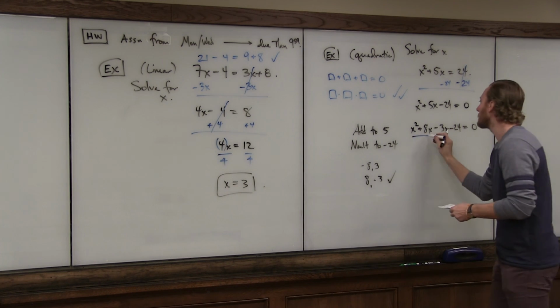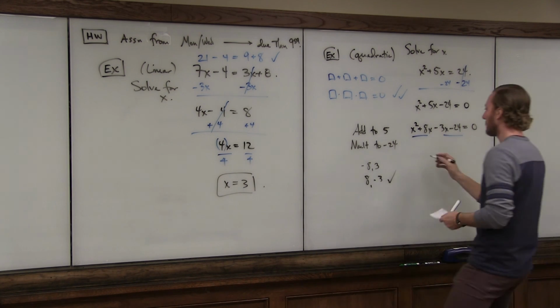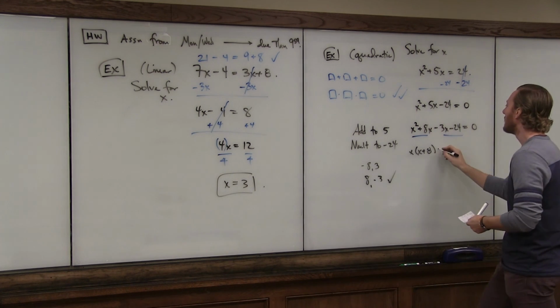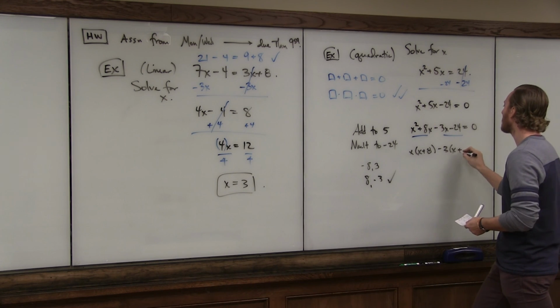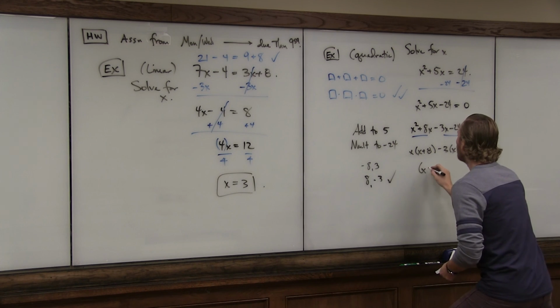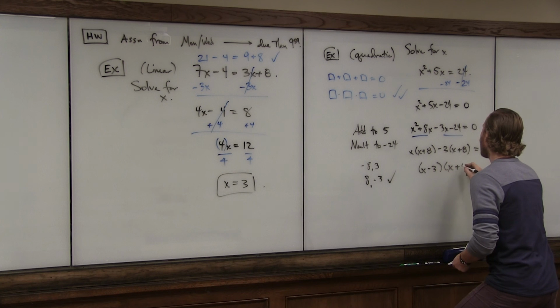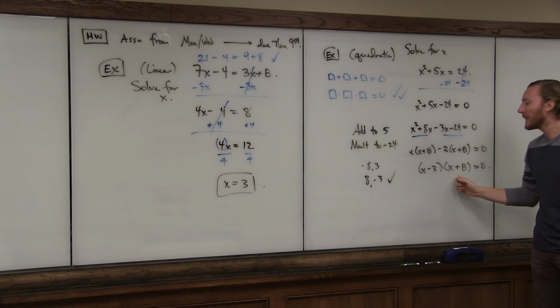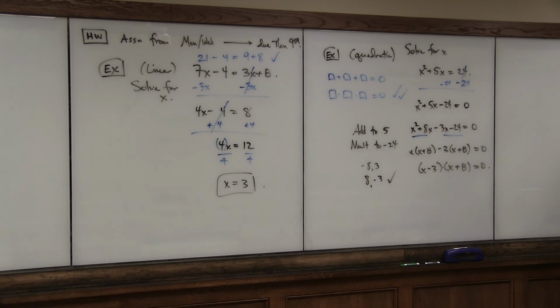We'll get x squared plus 8x minus 3x minus 24 equals 0. Now that we've got four terms, we group 2 by 2. Factor out the x in common from the first. Factor out the minus 3 in common from the second. Factor completely, we get (x minus 3)(x plus 8) equals 0. And those two things are being multiplied. And if two things multiply to be 0, what must be true? Well, one of them's got to be 0.